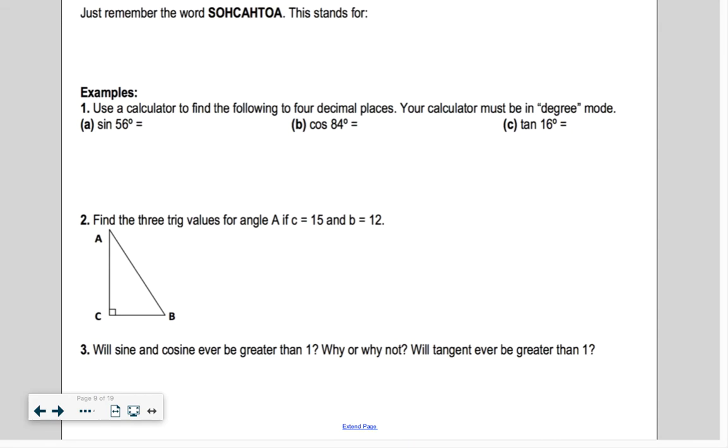All right, so just remember the word Sohcahtoa. Have you guys seen the word Sohcahtoa before? It's a really weird word. So it means sine of the angle. Sometimes when I write angle, I do a theta. Do you guys know the Greek letter theta? Kind of like pi, it's a Greek letter. So sine is equal to opposite over hypotenuse.